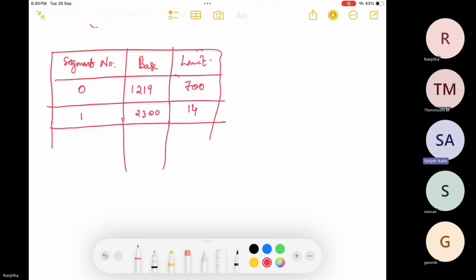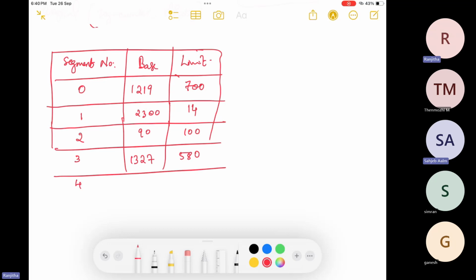Segment 2, 90, 100. Segment 3, 1327, 580. And segment 4, 1952 and 96. Okay. So the question here is which of the following logical addresses will generate a trap, and if there is no trap, calculate the physical address.